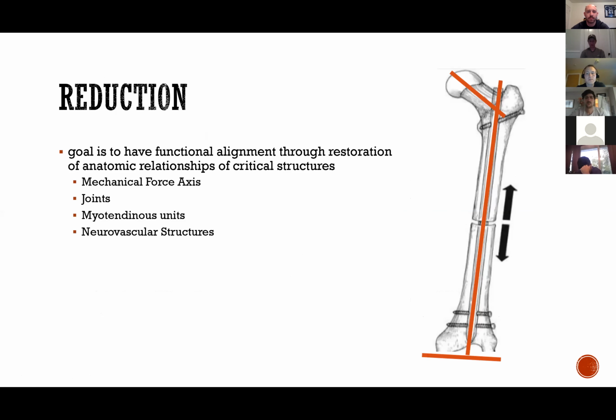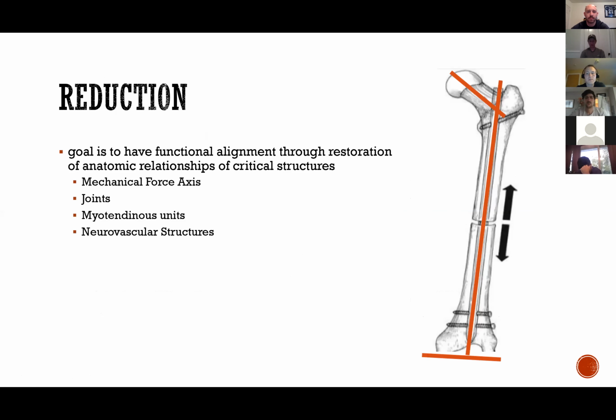So for our reduction, the goal is to have a functional alignment through restoration of anatomic relationships of critical structures. We are not going for an anatomic reduction here. We don't care if every single piece of the bone is perfectly aligned and fit back together like a jigsaw puzzle.